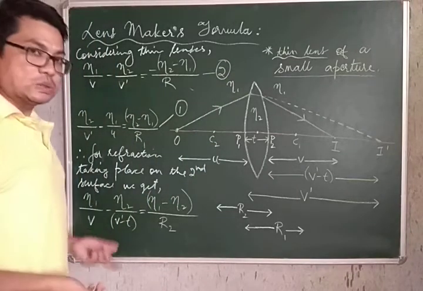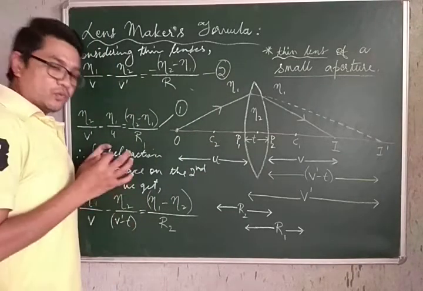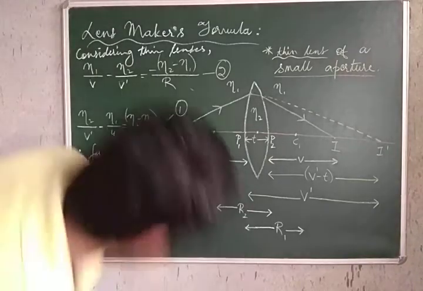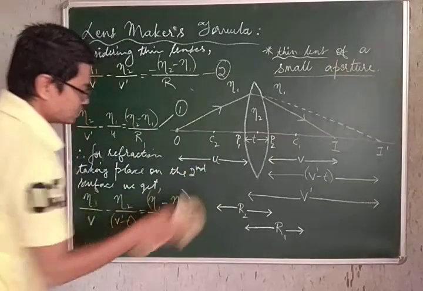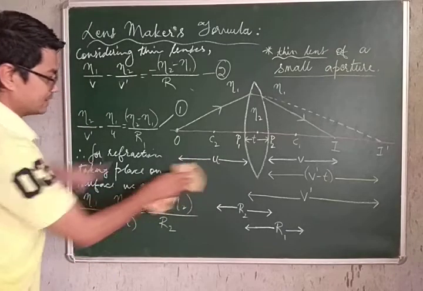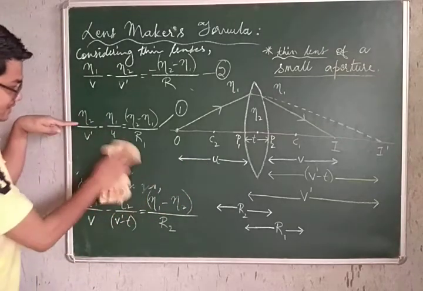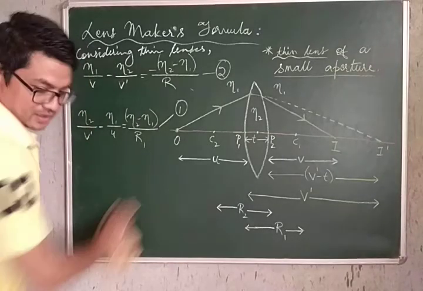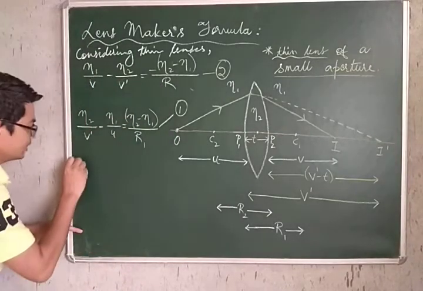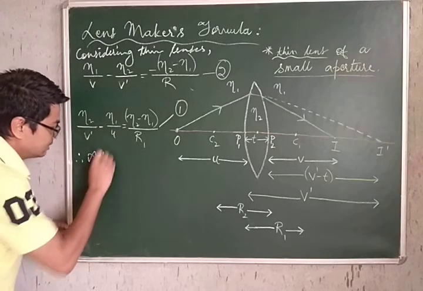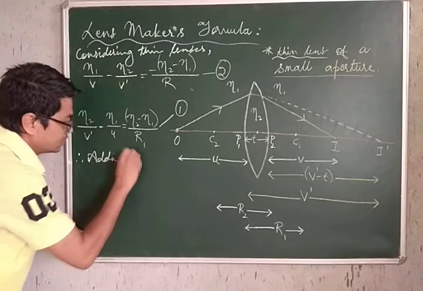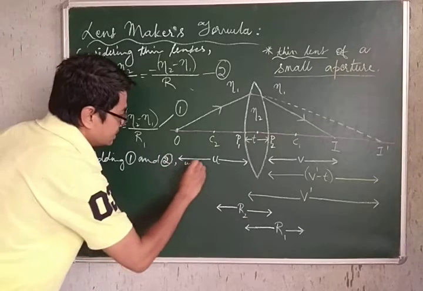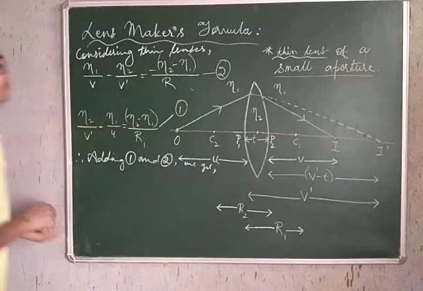Now what we simply need to do is add these two equations, equation 1 and equation 2. Let me do the addition over here, okay? Let me keep my equation 1 intact and also my equation 2, of course. So let me do the addition here. Therefore, adding equations 1 and 2, what do we get?